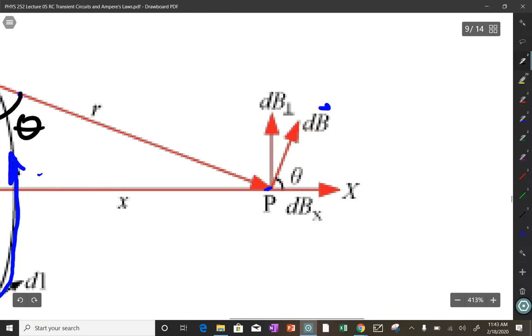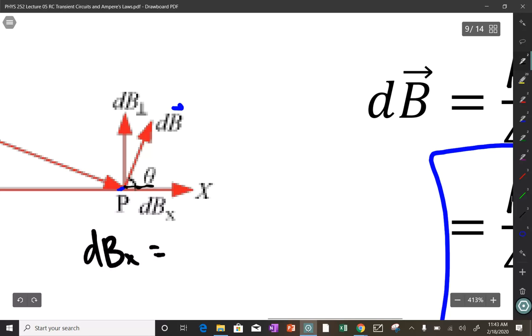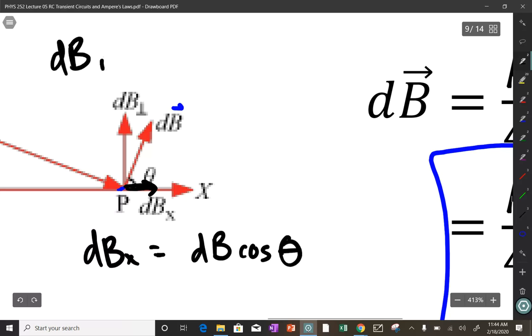So based on that theta, what is dBx? dBx is going to be sine theta, adjacent side. Oh, never mind that. It's going to be cosine. So the magnitude of dB times cosine theta. And dB perpendicular, what will that be? Magnitude of dB times sine theta.